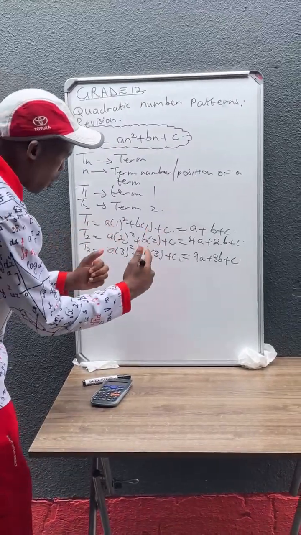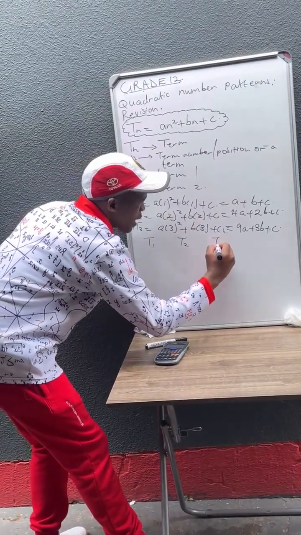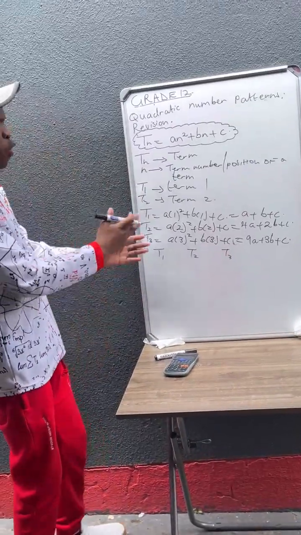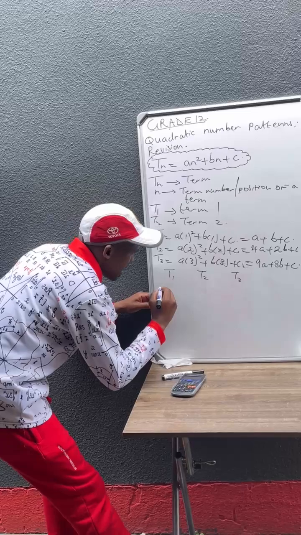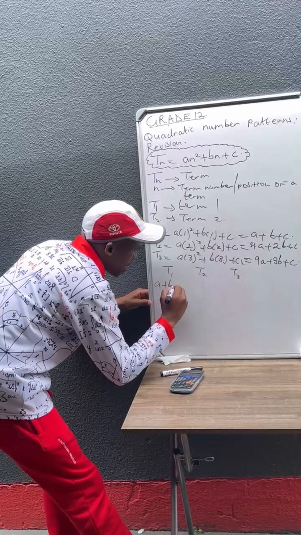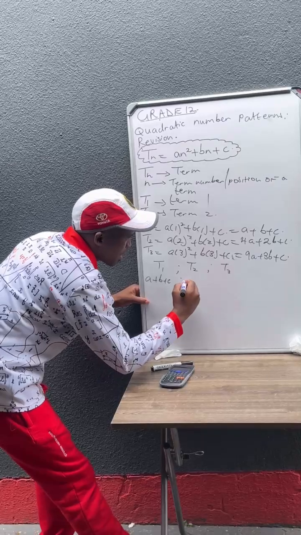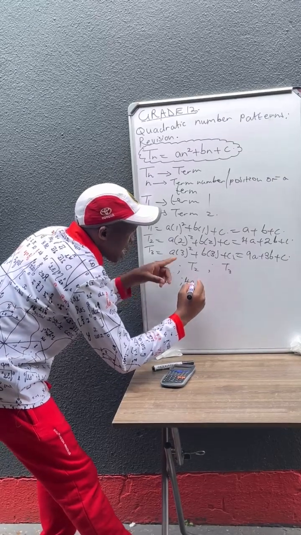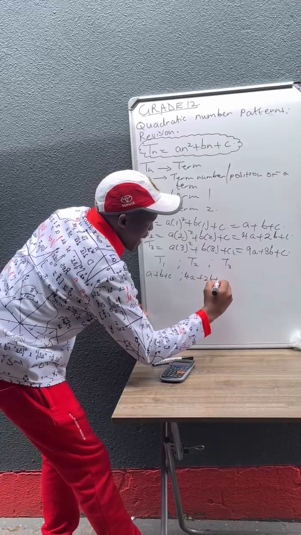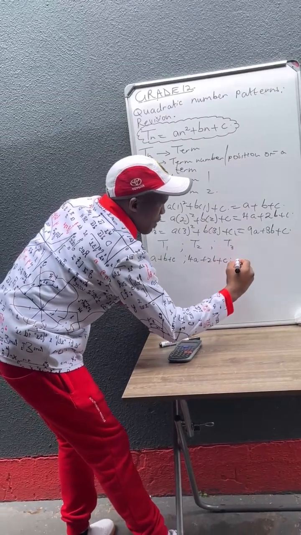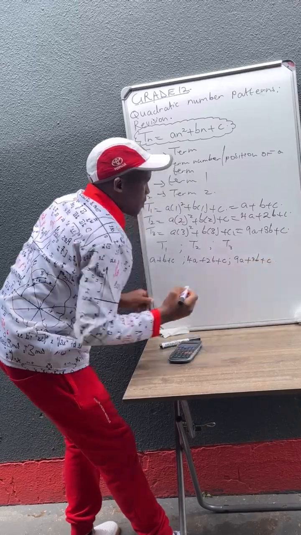Now, let's combine the things. I've got term number 1, term number 2, term number 3. I can continue to term number 5, 6, 7, 8, 9, 10. Term 1 is a plus b plus c, right? Term 2 is 4a plus 2b plus c. And then term number 3 is 9a plus 3b plus c.